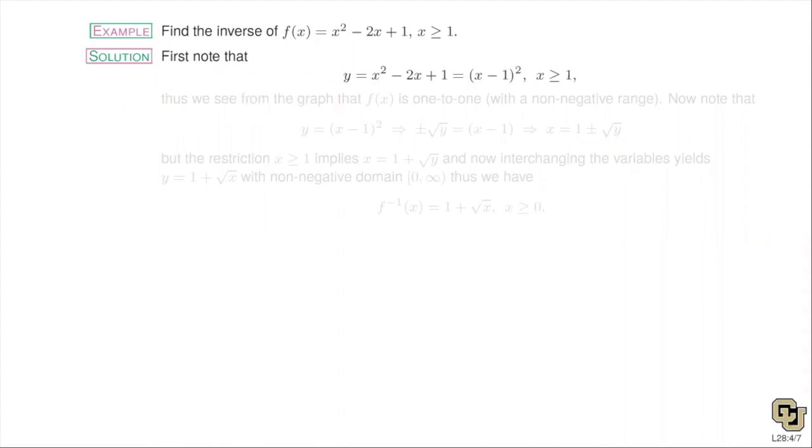Here, I call the function y, it's x squared minus 2x plus 1. Here we can factor it, so I write it as (x minus 1) squared. And don't forget, here we have a domain restriction that x has to be greater than or equal to 1.